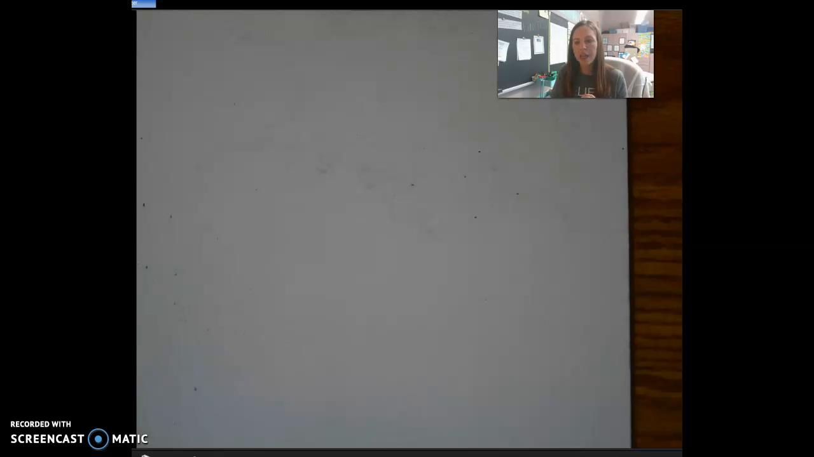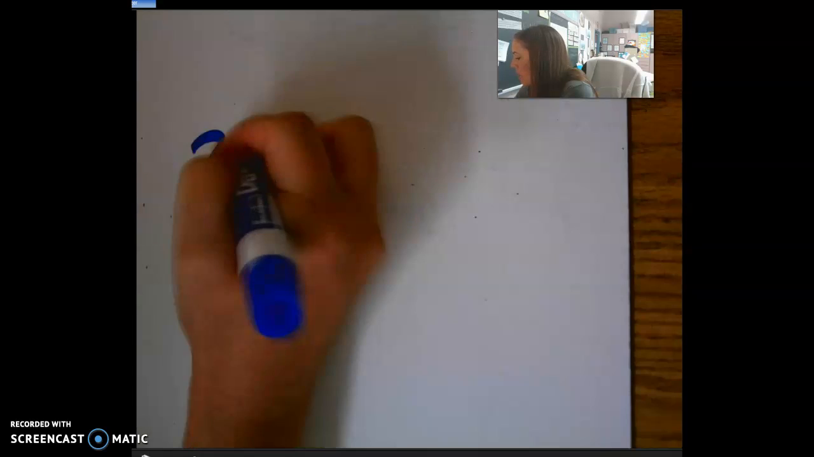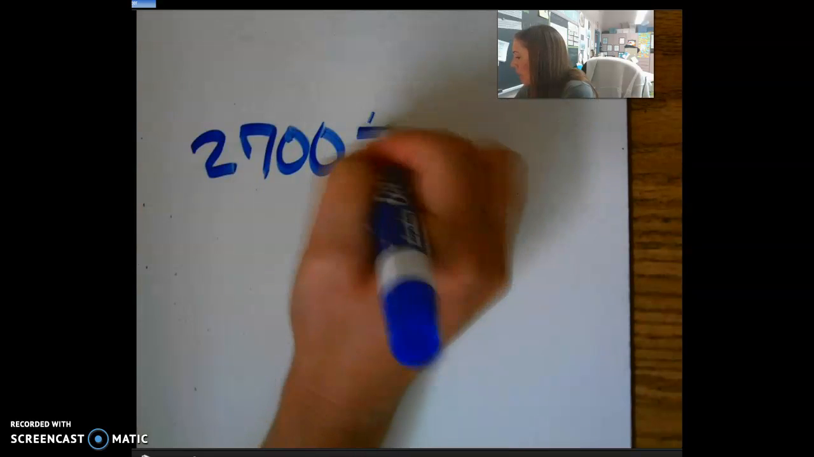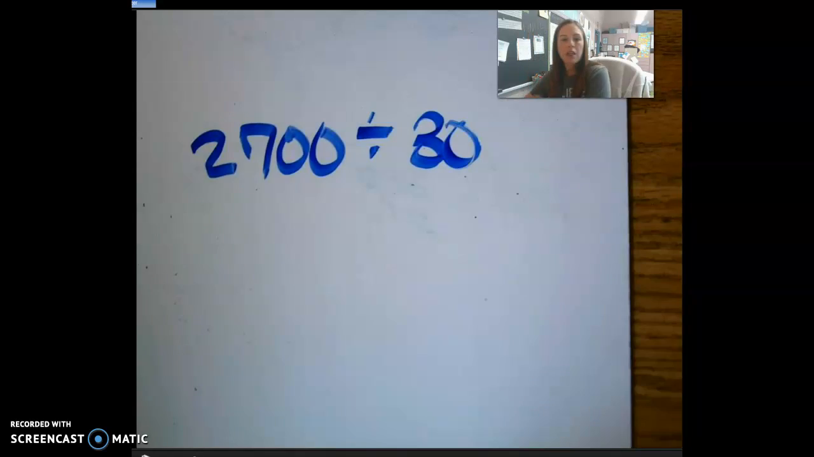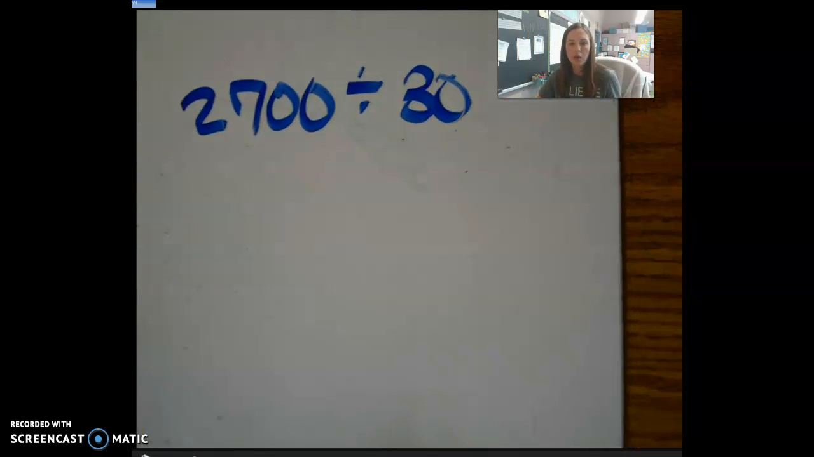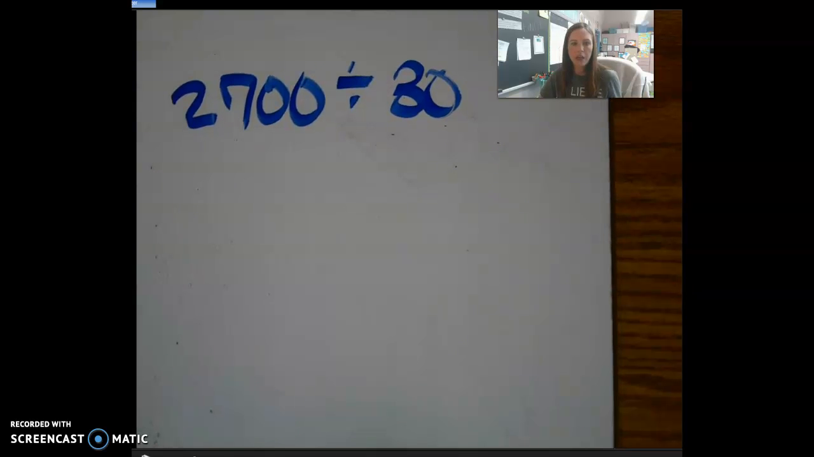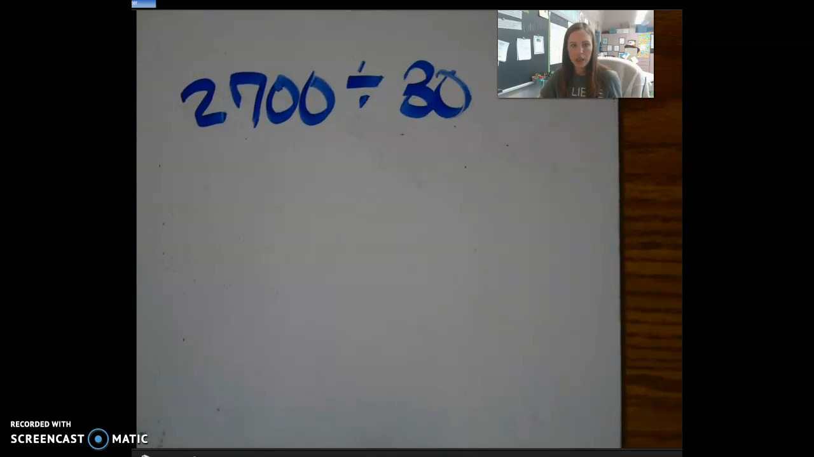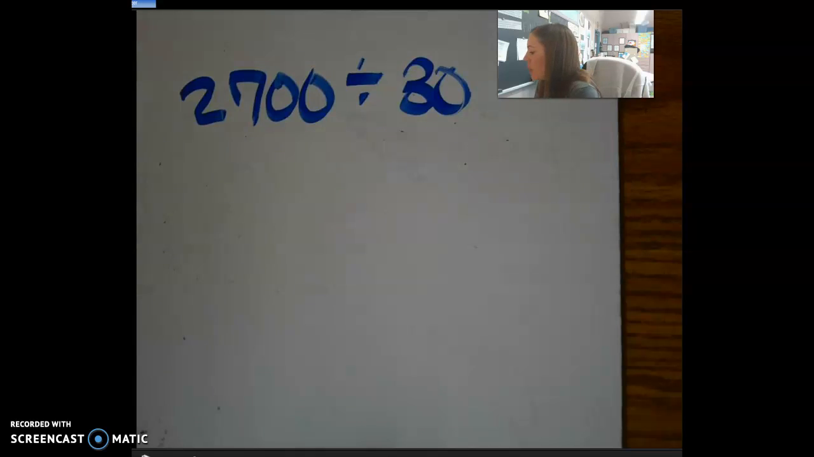So in the previous slide, you were supposed to solve 2,700 divided by 30 using any method you wish. So I'm going to go over a couple here. One way we could do it is by using multiplication. We could use the inverse operation.